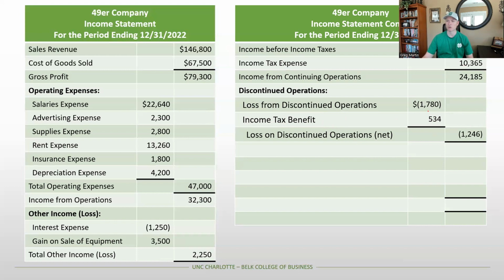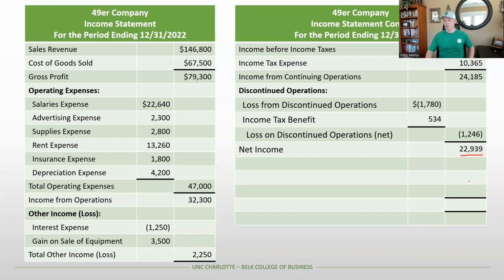So notice, because we're subtotaling this, we report the net over here at the right. So we have this loss plus the benefit gives us a net loss of 1,246. We combine that with our income from continuing operations, and now we have our net income, $22,939. All right, so that's that bottom line net income, which consists of income from continuing operations of 24,185 and loss on discontinued operations of 1,246 net of tax.